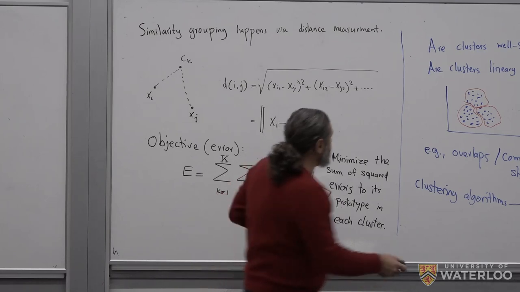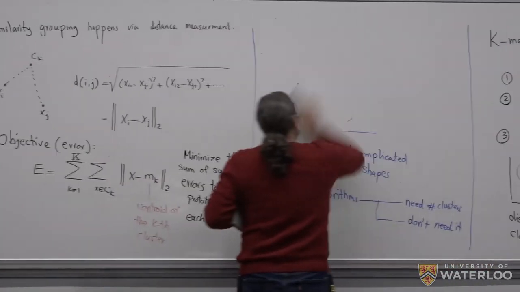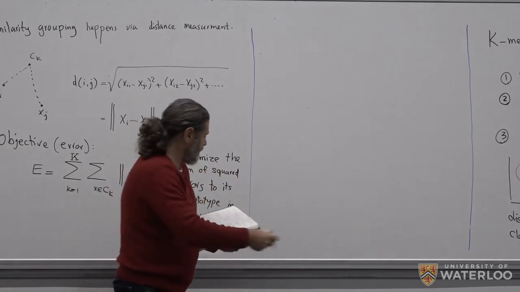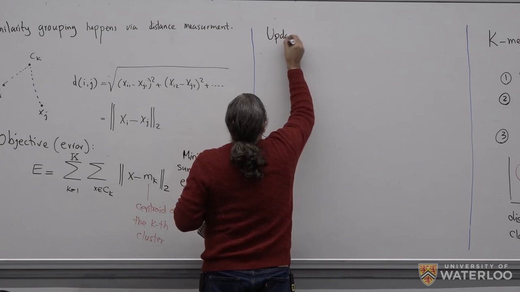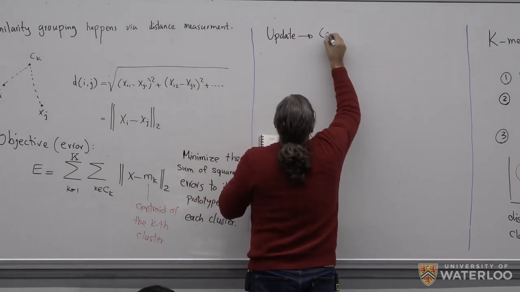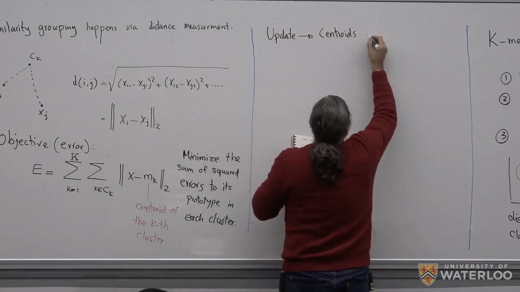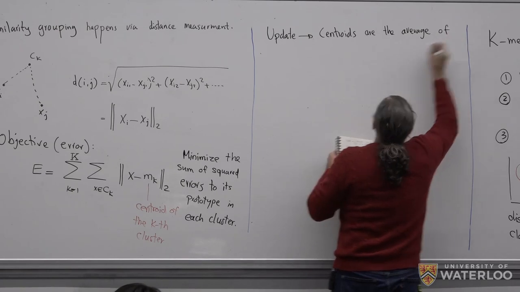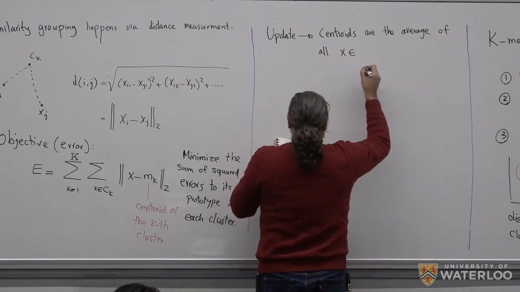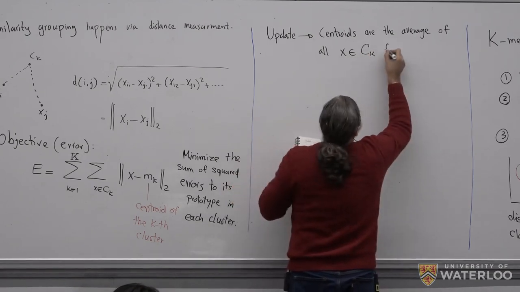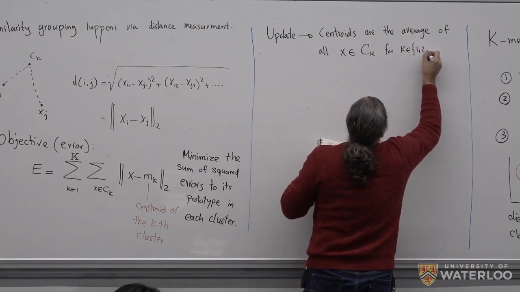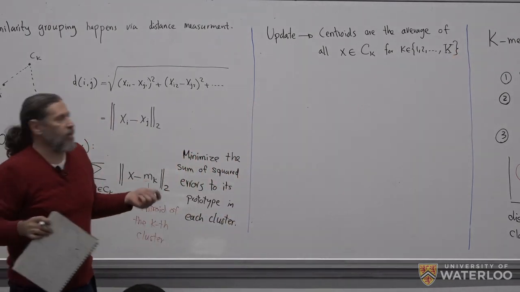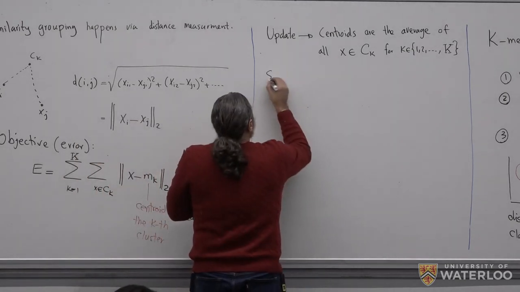So talking about the update, which is the core of k-means, it's unbelievable what you can do with a simple algorithm like this. When we do the update, basically the centroids are the average of all x belonging to C sub k, for k being 1, 2, 3, 4, up to capital K. However many classes or clusters you have, 3, 4, 10, 20, whatever. So you update like that.